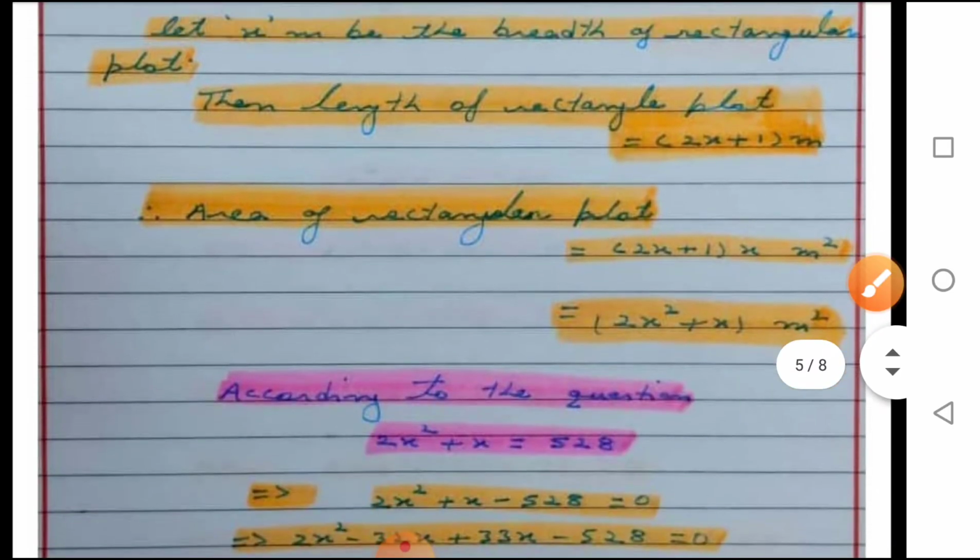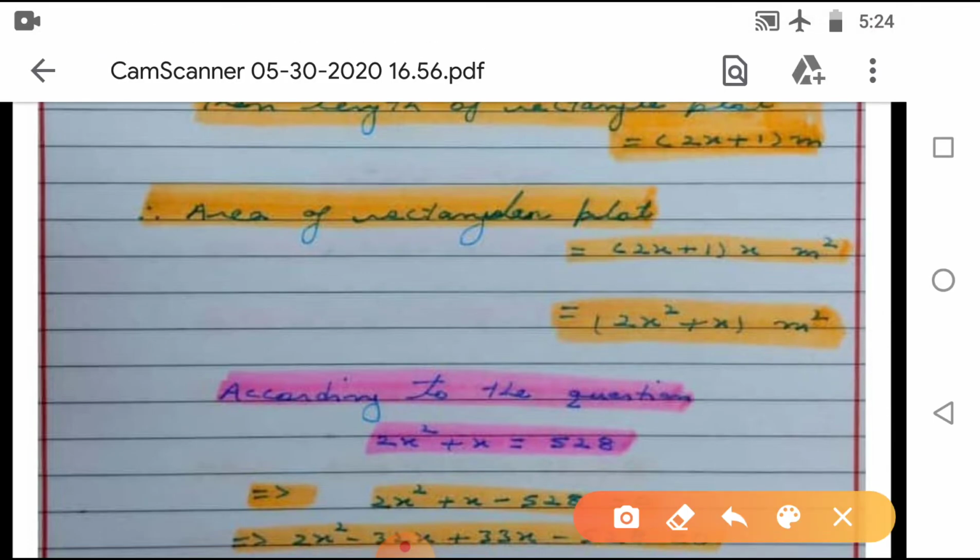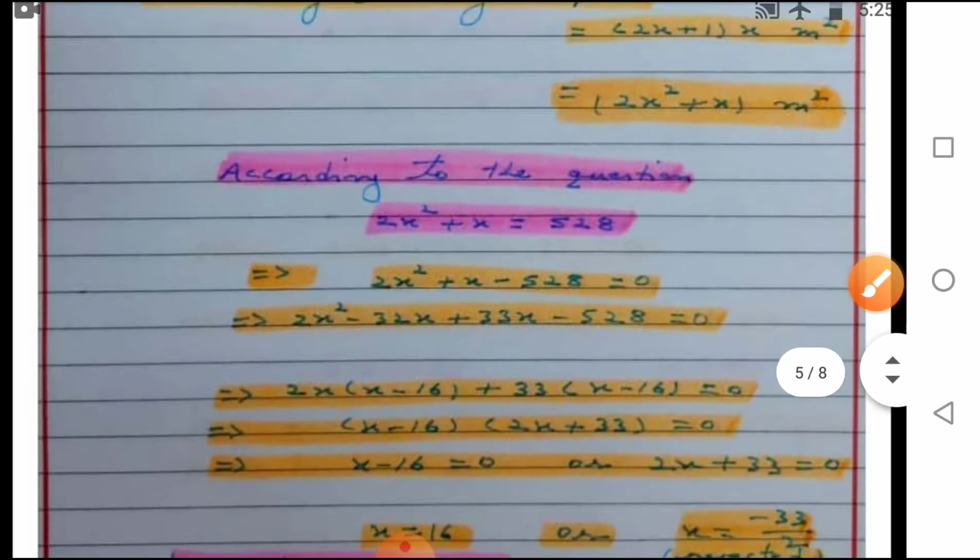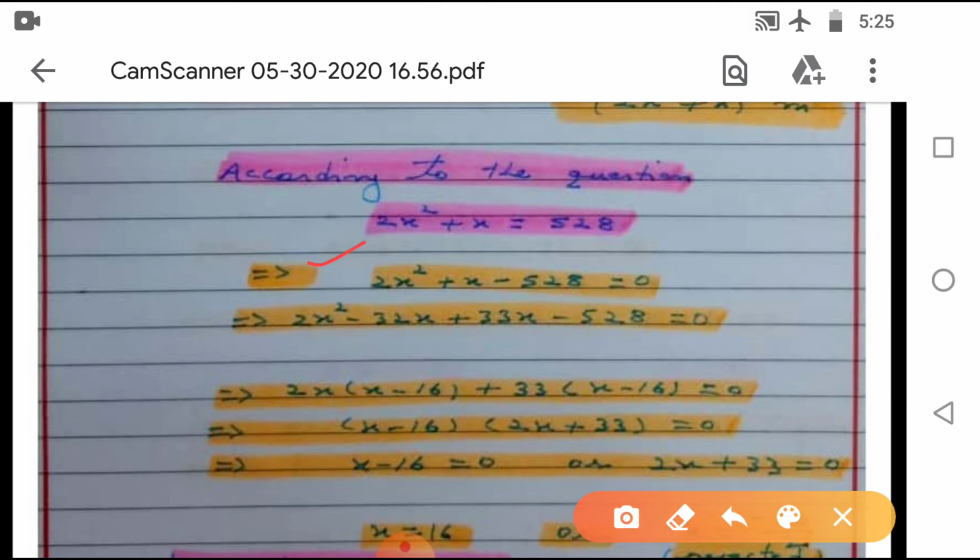Now, look at this. So, when you multiply 2x plus 1 with x, we get 2x square plus x meter square. Now, according to the question, 2x square plus x is equal to 528. And now when you solve it, we get 2x square plus x minus 528 is equal to 0.